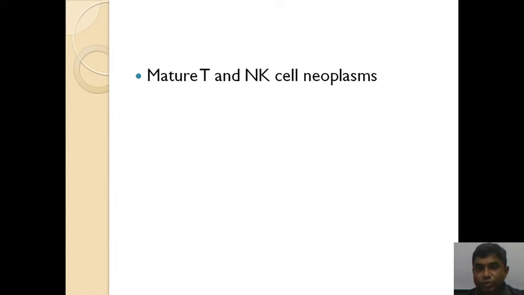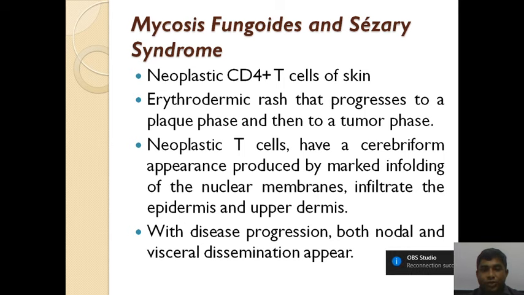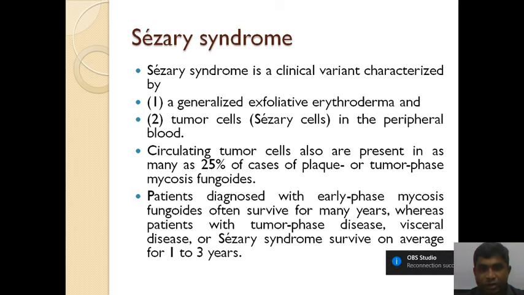So we quickly go through common types of T and NK cell neoplasms. As such, T and NK cell neoplasms are less common compared to B neoplasms, but there are a few distinct subtypes in this. Again, if you look at the WHO classification, there are many different subtypes of these neoplasms. I'll go through the commonly seen ones. Coming to mycosis fungoides and Sézary syndrome, it is a CD4 positive neoplasm commonly involving the skin. The presentation is with patch, plaque or tumor phase MF.